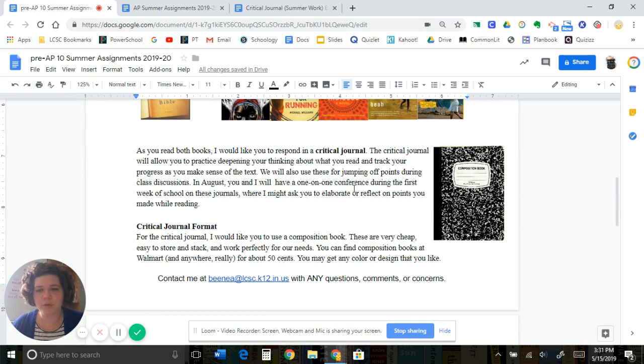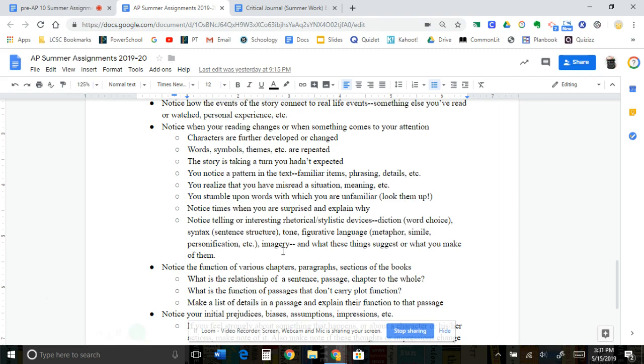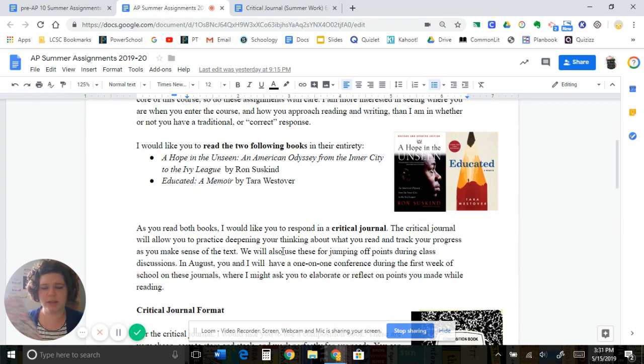The other thing is, I don't care what order you read the books in, and if you want to read them at the same time, that's fine, but please separate this by book. So let's say, for my AP class, for example, you started with Educated, you could start writing here, and don't start writing about Hope in the Unseen until you have finished Educated. If you're doing them at the same time, I would divide this in half, and use the first half of the notebook for one, the second half for the other.